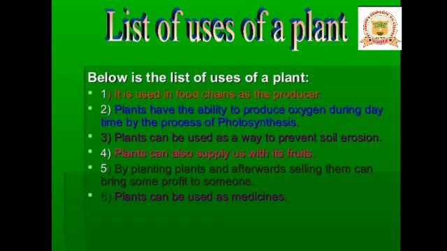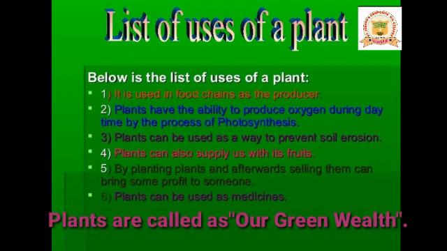So plants are called our green wealth. Why? Because plants give us oxygen which we breathe. Plants give us food, clothes, shelter, and that's why plants are called our green wealth. Once again, children, plants are called a green wealth. Now I read the next para.